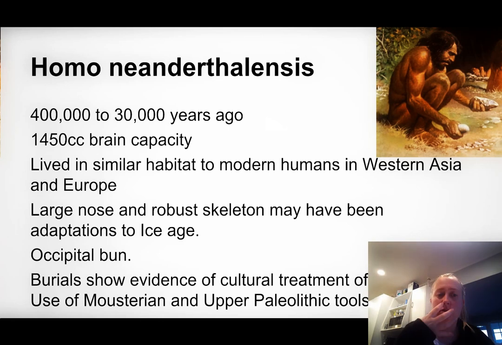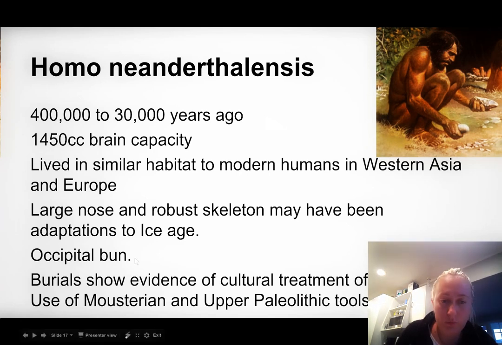The large nose was to help warm the cold air that they were breathing in these habitats, so that the cold wasn't so much of a problem for them. They had this thing called an occipital bun, which I'm going to have a look at in the next slide.